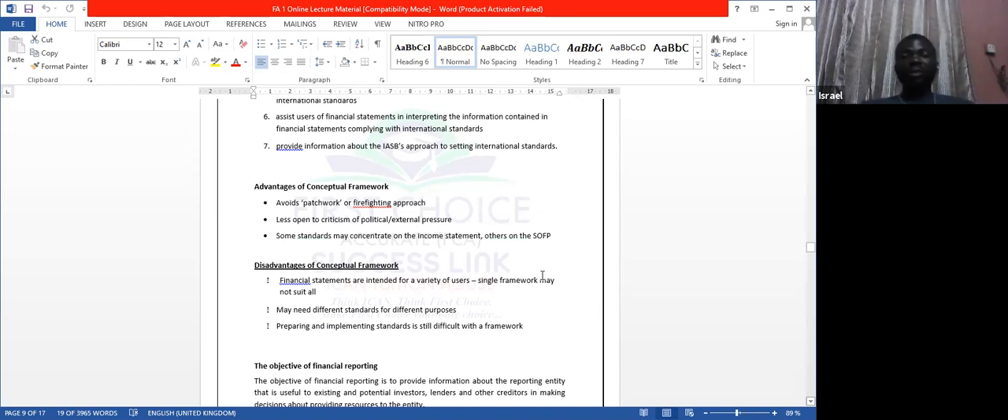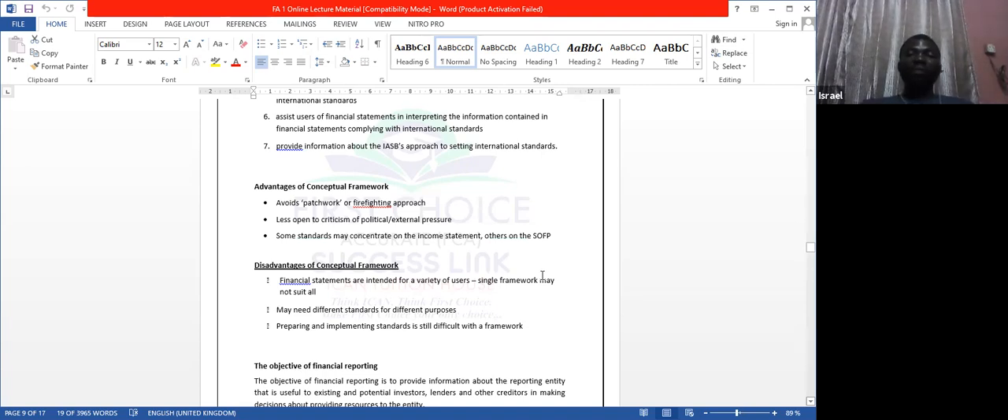Then, there's nothing that has advantages that does not have disadvantages. One of the disadvantages is that financial statements are intended for a variety of users. So a single framework may not work.